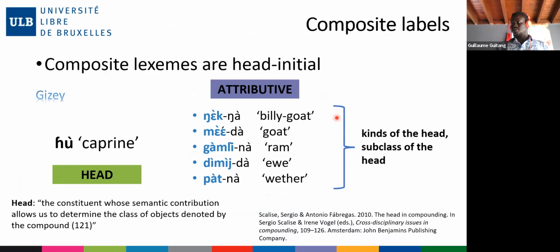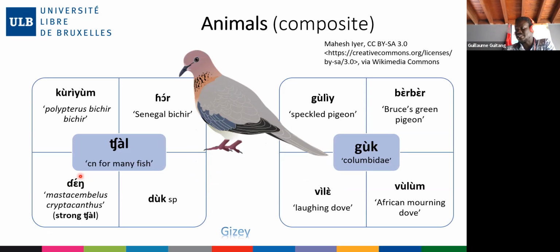So these composite labels are also called binomial labels. The binomial labels are head initial. I've said it already: you have the head, which specifies the set of categories, and then you have the attributives that come after. Now, a few examples.